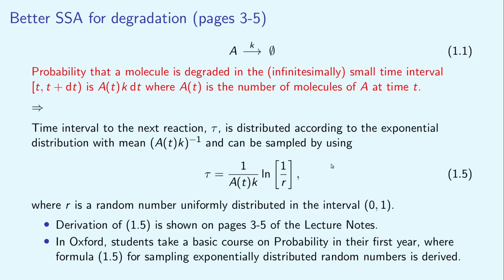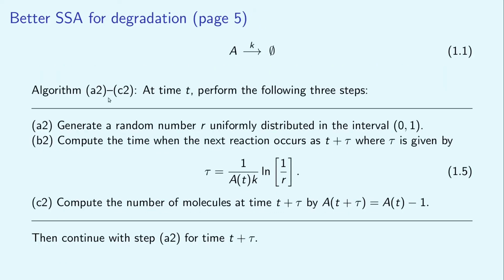This formula gives us an alternative way to simulate the time evolution of the system, which is introduced as algorithm A2C2 on page 5. At time t, we perform the following three steps. First, we generate a random number r uniformly distributed in the interval (0, 1). Then, we transform it to the time when the next reaction occurs using the derived formula. Finally, we remove one molecule of A from the system by calculating A at time t plus tau as A at time t minus 1.